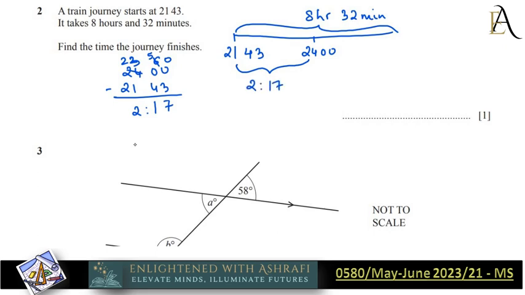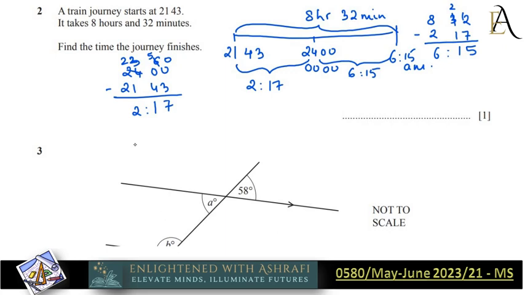So from 8 hours 32 minutes we'll subtract 2 hours 17 minutes. This becomes 6 hours and 15 minutes. So the day gets over at midnight, that is 24:00. The other day will start from 00. So from 00 we'll add 6 hours 15 minutes, and finally we reach 6:15 AM. So the final answer is 6:15 AM.